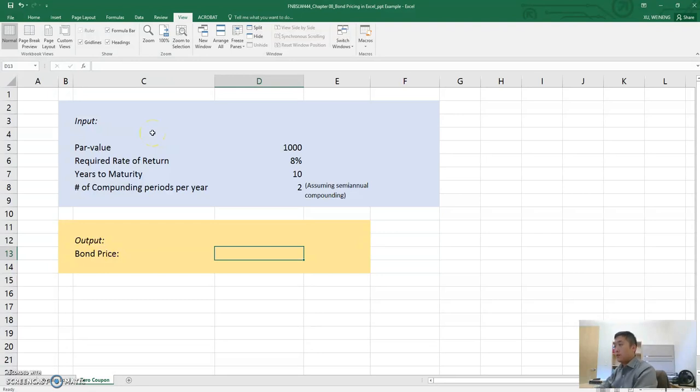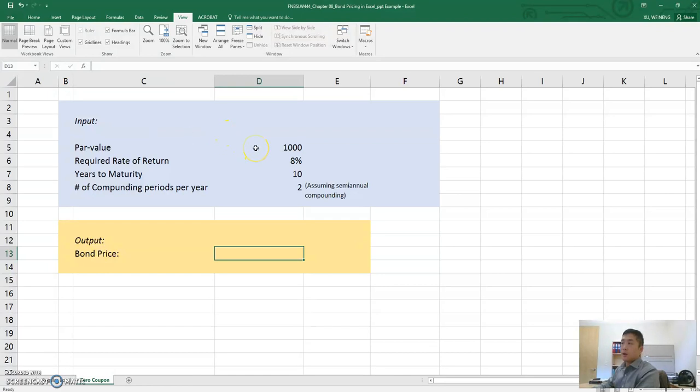A zero coupon bond, by definition, does not pay any coupon. Okay, so the only cash flow that you will get from a zero coupon bond is at the end of the maturity date, where you will get paid the par value of the bond as a whole.